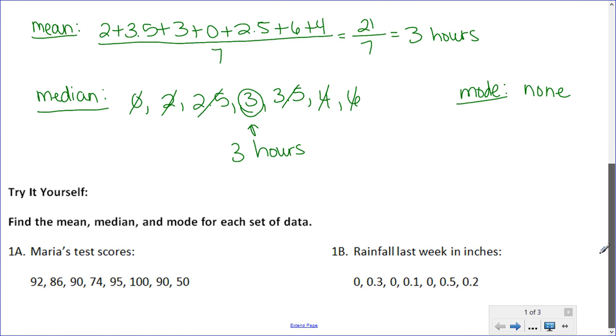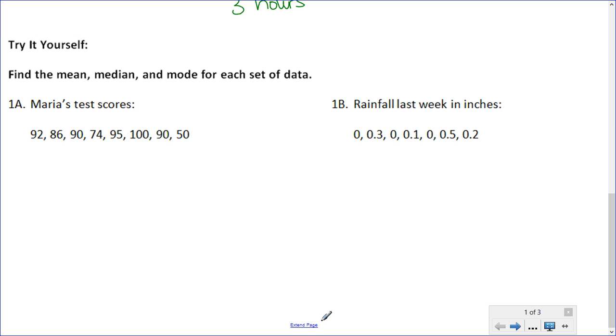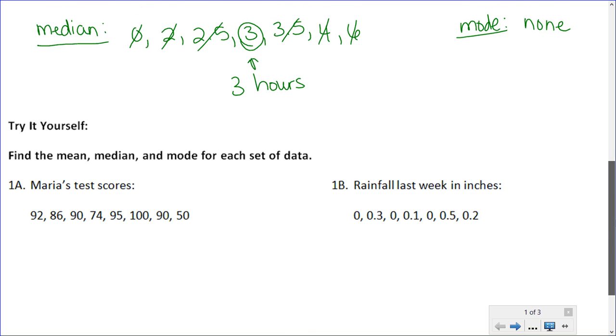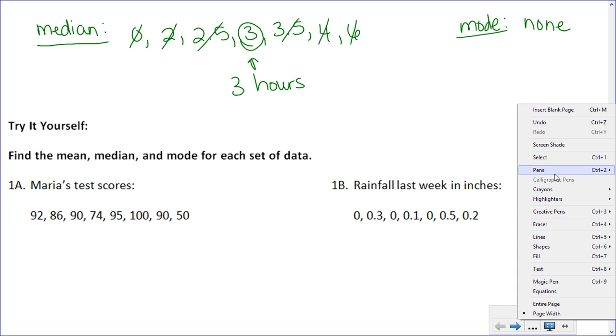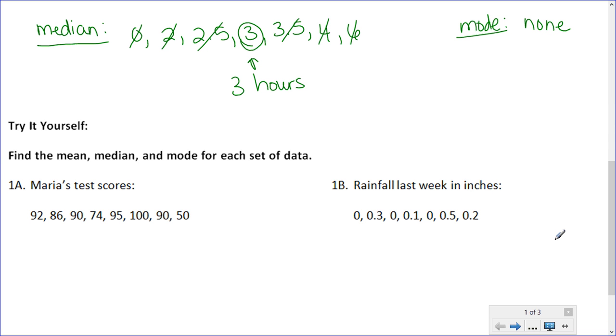Okay, so for the two try it yourself problems, you're going to do the same thing. You want to find the mean, median, and mode for each of those sets of data. So pause the video and find those 3 measures of central tendency, and when you're ready to check your answers, press play.